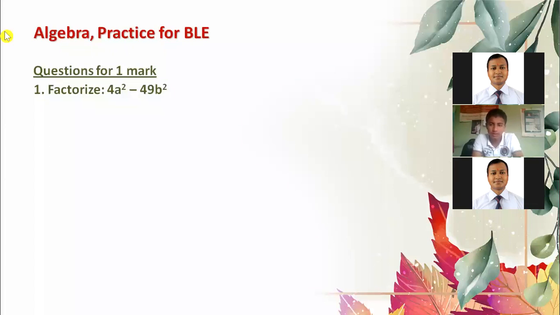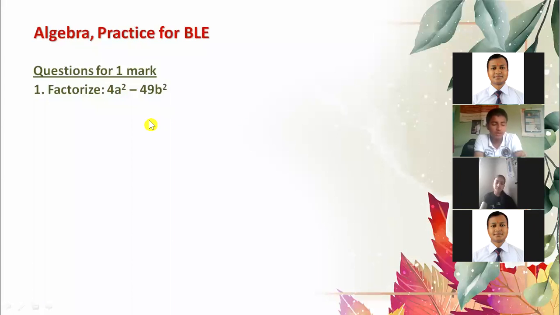At first, what is given here? 4a square and 49b square. We have to make the formula from it, that is a square minus b square. And what is the formula of a square minus b square? It is (a minus b) times (a plus b).